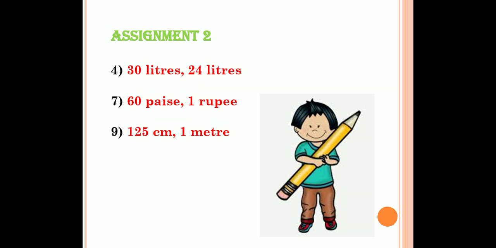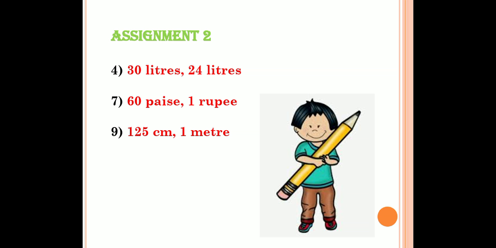Now, these are the 3 sums that you will do for homework in your maths notebook. The fourth sum, 30 liters and 24 liters. The seventh sum, 60 paise and 1 rupee. And the ninth sum, 125 centimeter and 1 meter. So please do it in your notebook, and wherever you have to convert it, in the same way as I explained to you, you have to convert it and solve the sum.